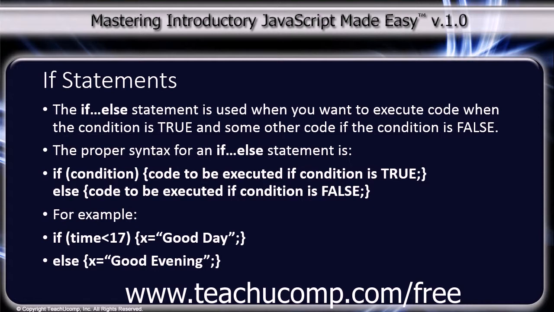So JavaScript works on a 24-hour clock, so 17 is 5 p.m. So if the time is less than 5 p.m., it'll say good day, and if it's after 5, it'll say good evening.